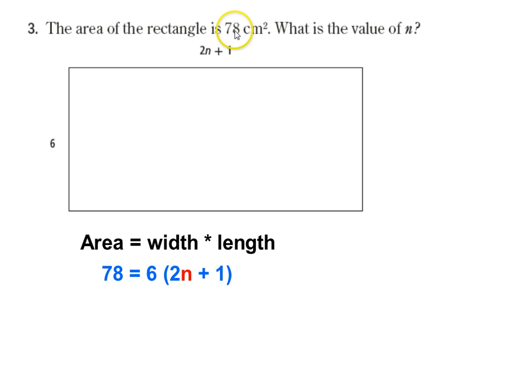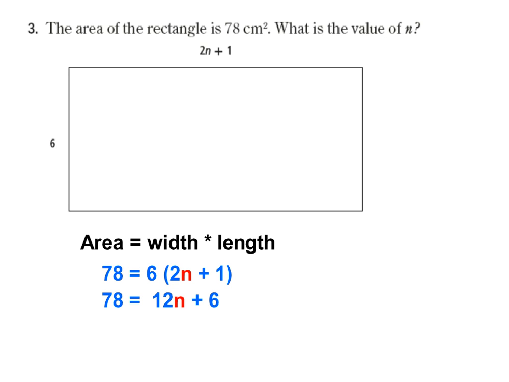We know that because we're told that it's 78 equals 6, which we're calling the width here, times the length, which is 2n plus 1 here. And notice here we can't combine 2n plus 1, so we're going to have to use the distributive property, multiply 6 times 2n and 6 times 1. And upon doing that, we get 78 equals 12n plus 6.